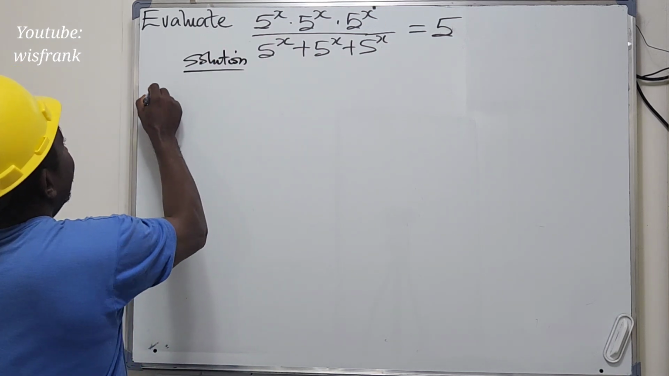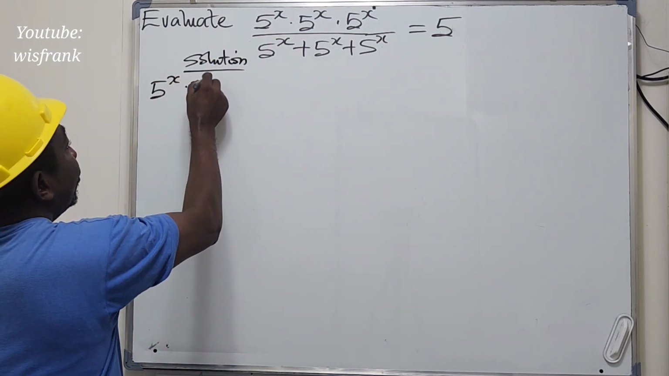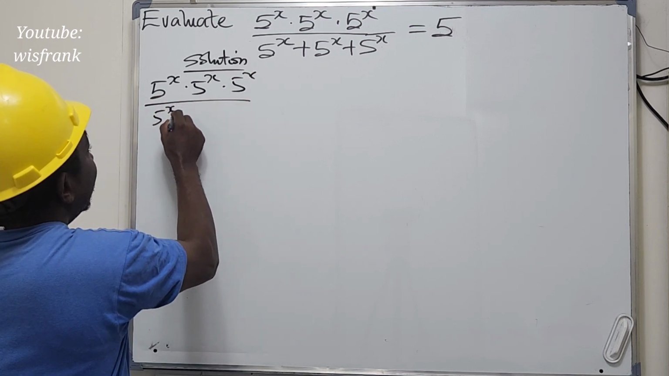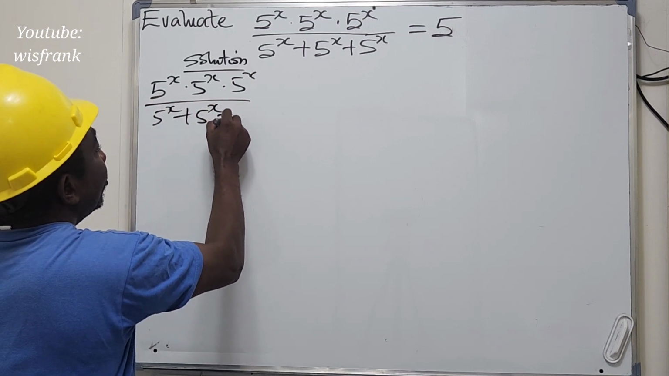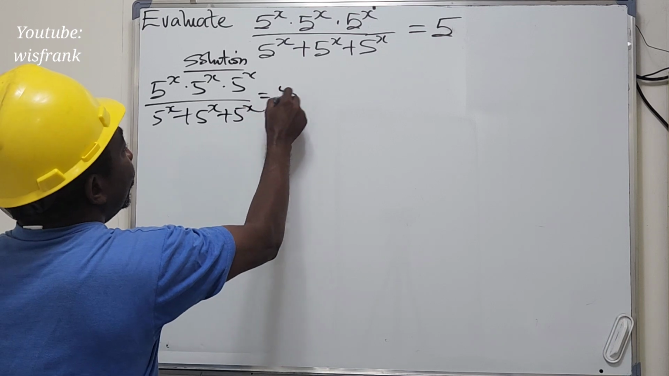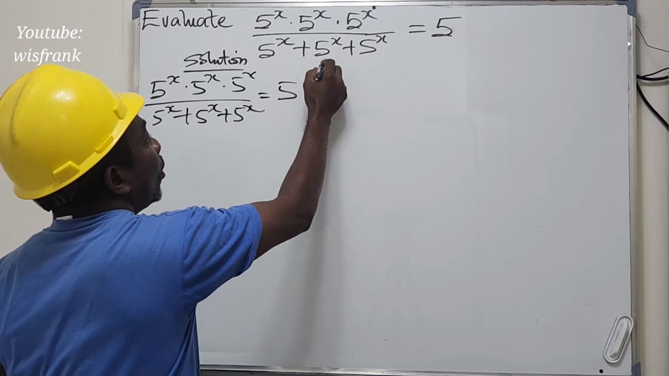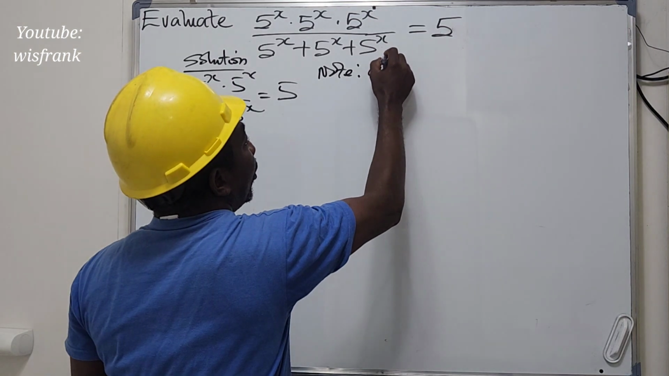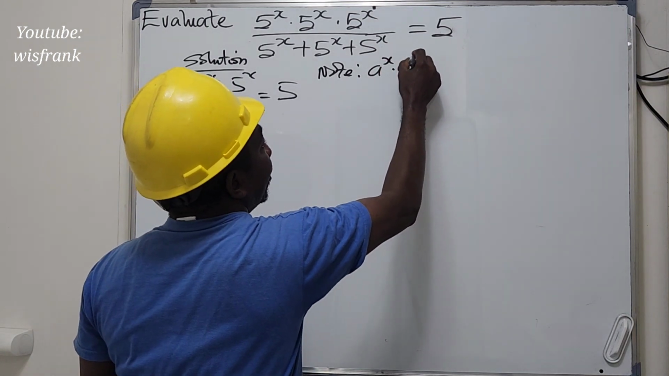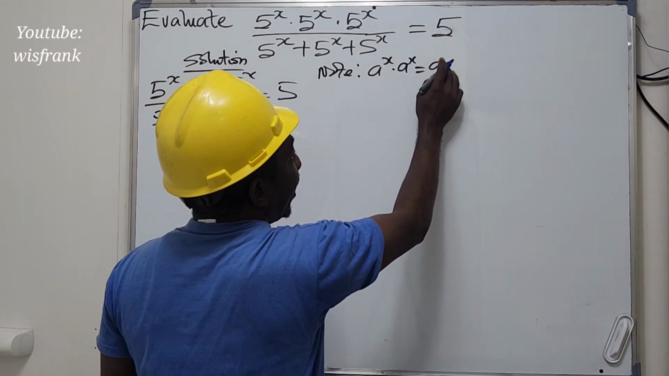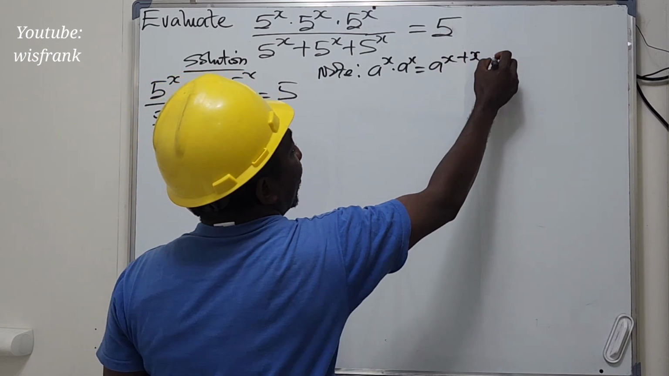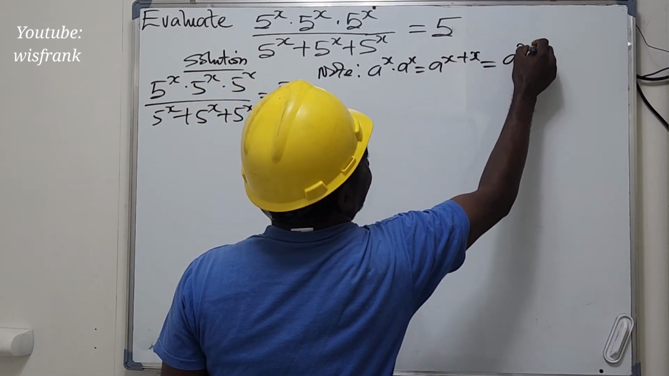So we are given 5^x times 5^x times 5^x all over 5^x plus 5^x plus 5^x equals 5. Here we recall that when we have a^x times a^x, it is the same thing as a^(x+x). So in this case, we can write it as a^(2x).